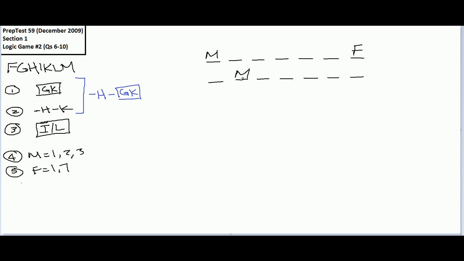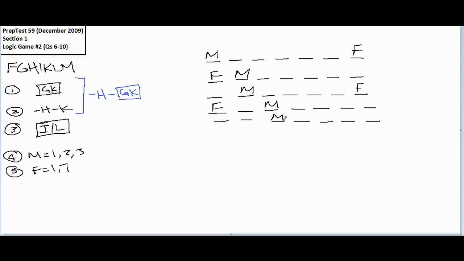What if M is 2? Well, if M is 2, F could still be 1 or 7, so we need to reflect both of those possibilities. So if M is 2, F can either be 1 or 7. And how about if M is 3? M is 3, then F can still be 1 or 7, so again, we must account for both of those possibilities. So there are 5 possibilities here. So that's already plenty of information.